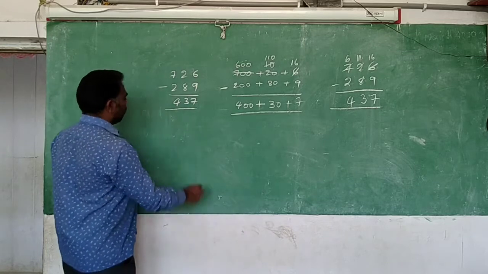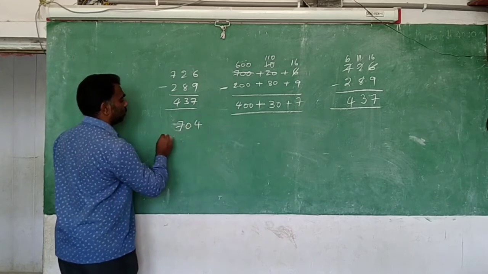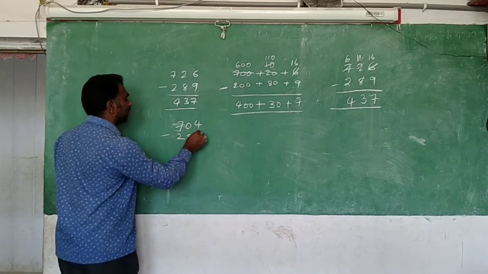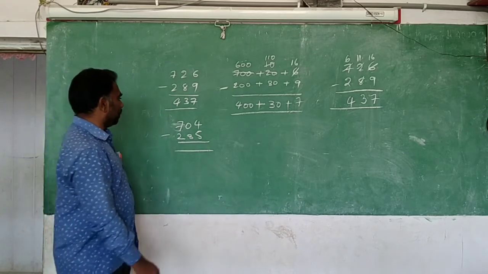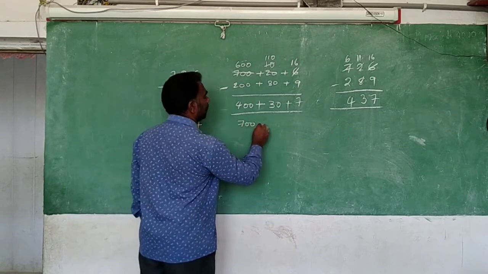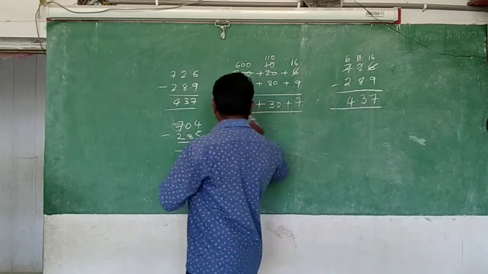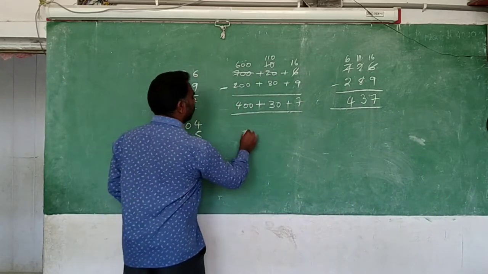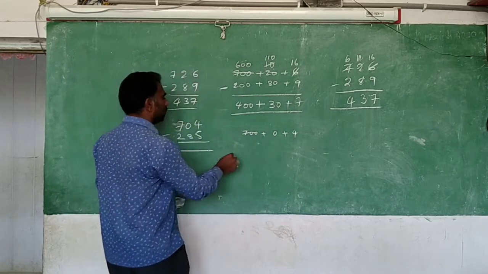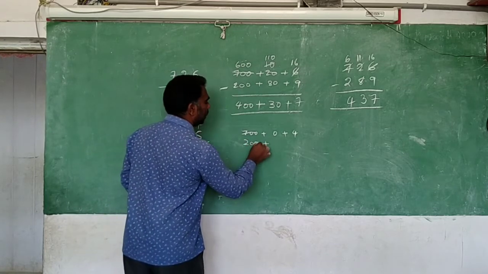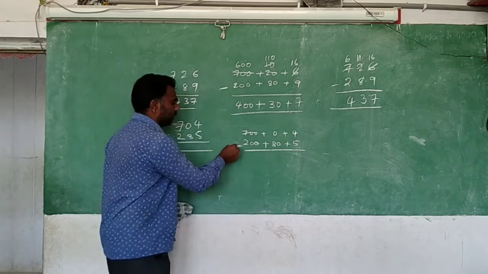Okay, one more example I will say to you. 704 minus 285. So first of all, splitting. The first number 704 means 700, tens are nothing, and 4. One more number 285, 280 and 5. Okay, now we are going to do the subtraction.